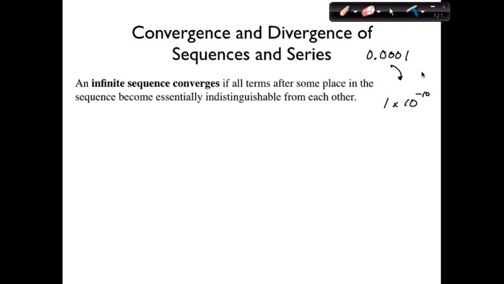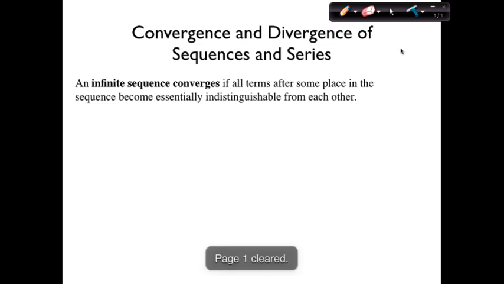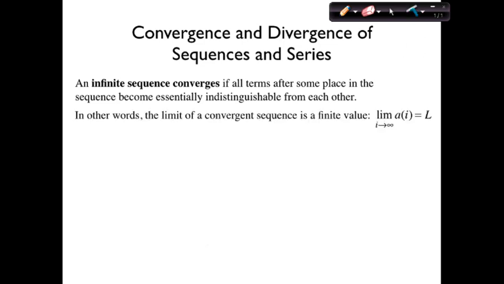But then you can make the closeness factor smaller, as small as you want, and the sequence has to get there. That's what we mean by convergence. So in other words, the limit of a convergent sequence, I'll write that in function form: as i gets very big, the limit is L. And the meaning of this is what I just explained to you.